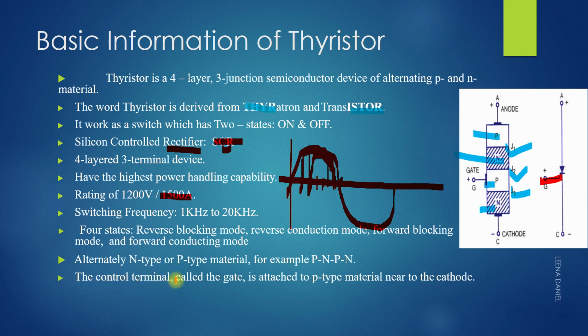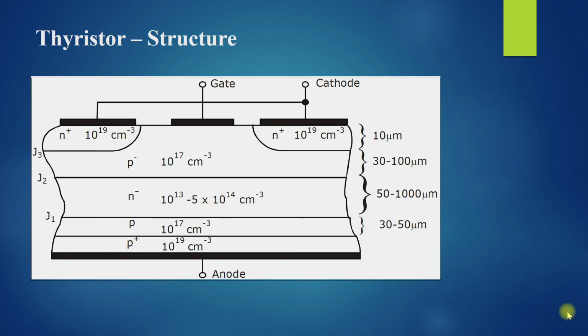As I told you, the control terminal called the gate is attached to p-type material near to the cathode. We always provide the gate terminal near to the cathode terminal. This is the cross section of the thyristor. In this figure, approximate doping densities in number per cubic centimeter are indicated for all the four layers. For example, the P1 layer, the doping density is 10 to the power 19 per cubic centimeter.